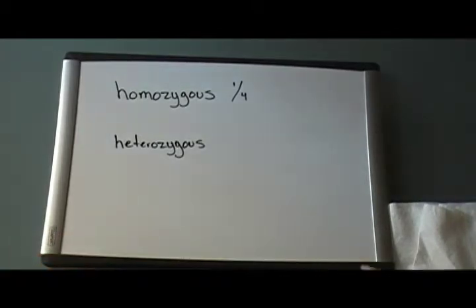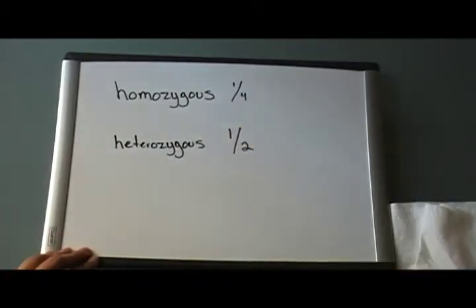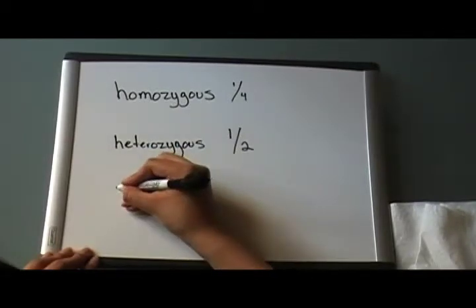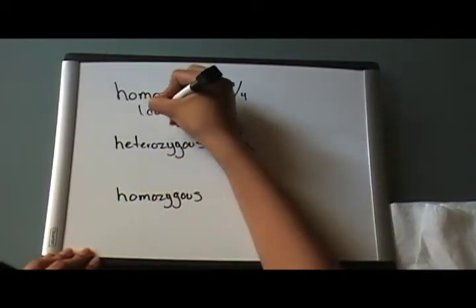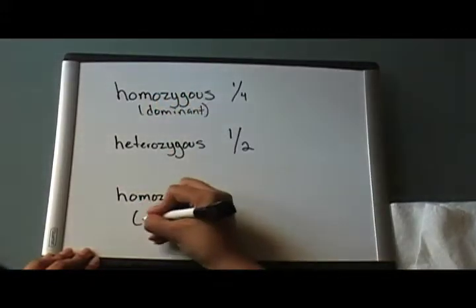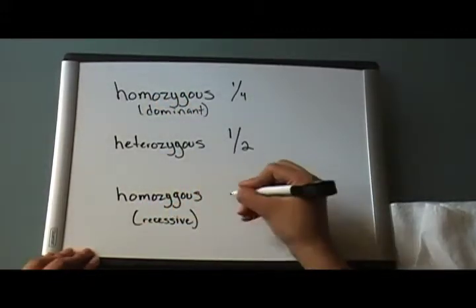This is called heterozygous. Lastly, the ones that express green peas are called homozygous recessive.